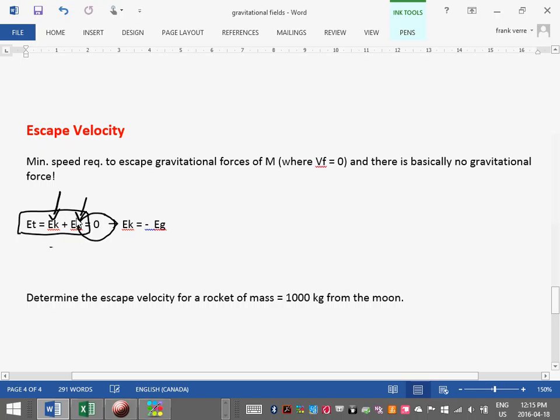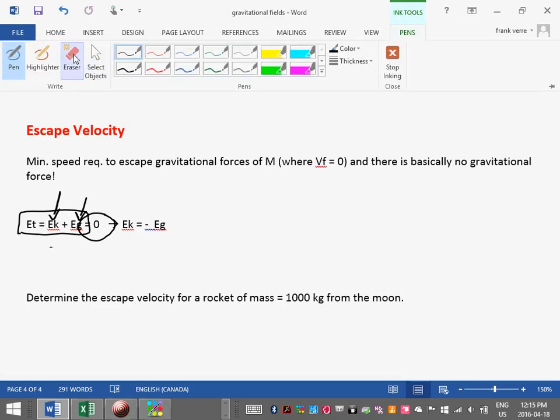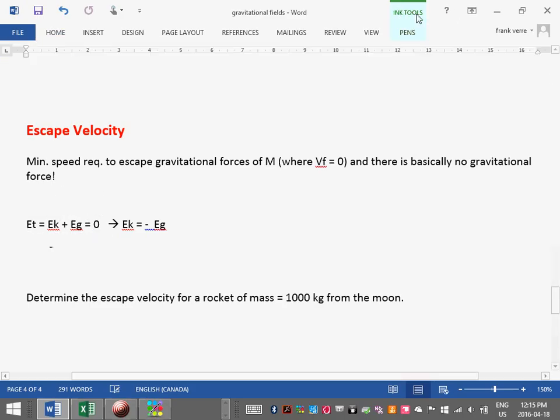Sorry, other way around. I wrote it backwards. At the surface of the Earth, it only has this. When it escapes the gravitational field, it needs to have a certain amount of kinetic energy. That has to be equivalent to that initial potential energy.